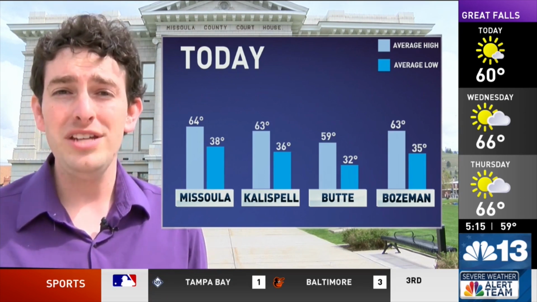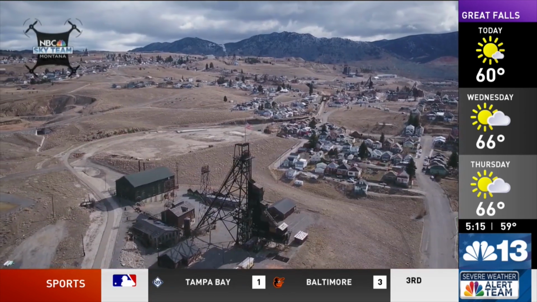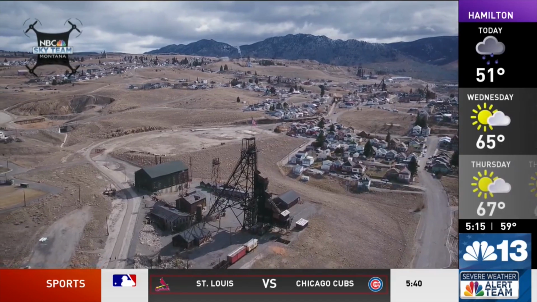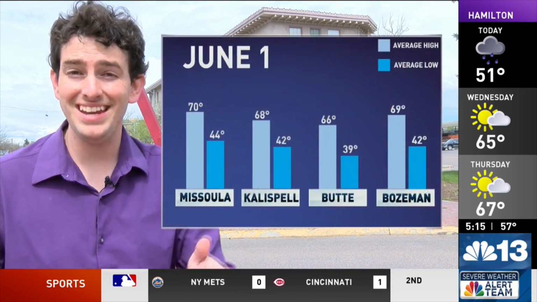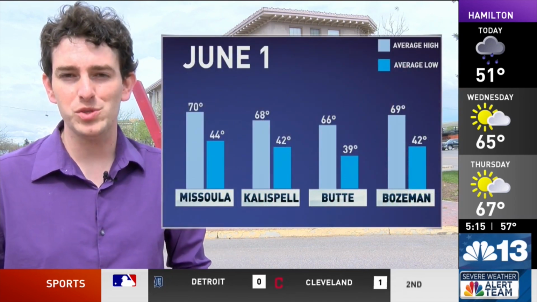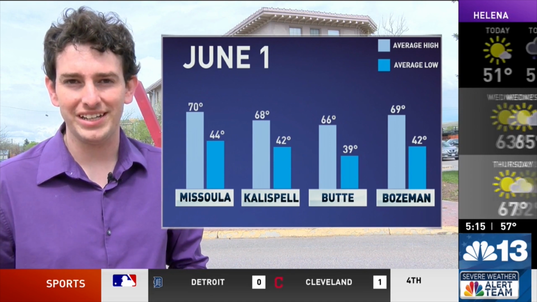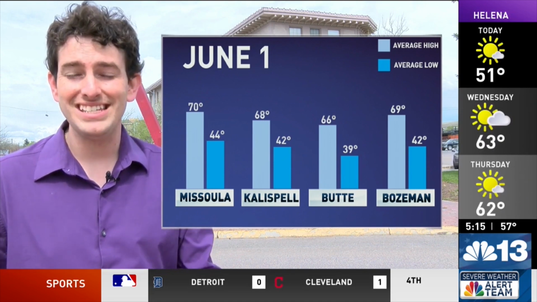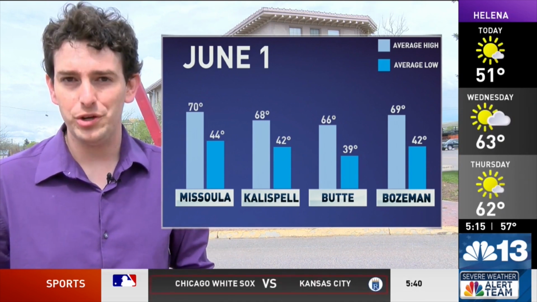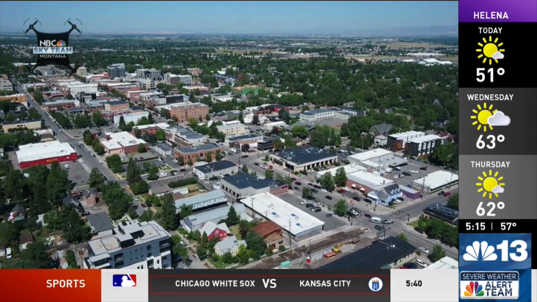Now, as for those low temperatures, we're in the 30s area-wide, with Butte currently at the freezing point, 32 degrees. Through June 1st, moderate warming continues, with average highs reaching the mid and upper 60s, other than in Missoula, where the average high is 70 degrees. Average lows will increase by 6 to 7 degrees, reaching 42 in both Bozeman and Kalispell.